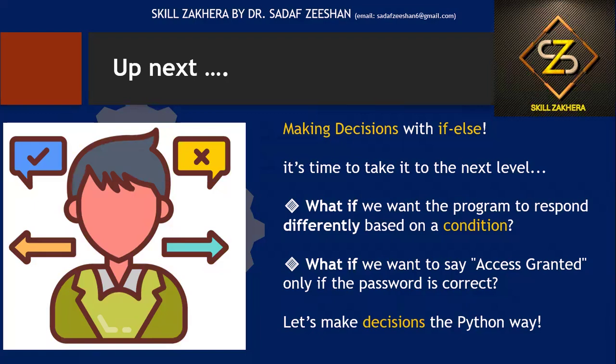So up next, we are going to see how Python makes a decision with if-else. So it's time to take you to the next level now. What if we want a program to respond differently to a condition? For example, I want to say access granted only when the password is correct and to deny the access when it's incorrect. So here Python will have to make a decision.